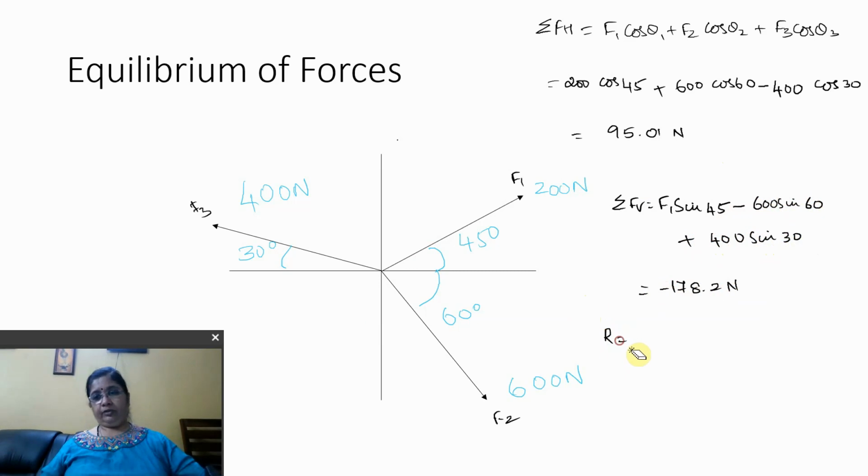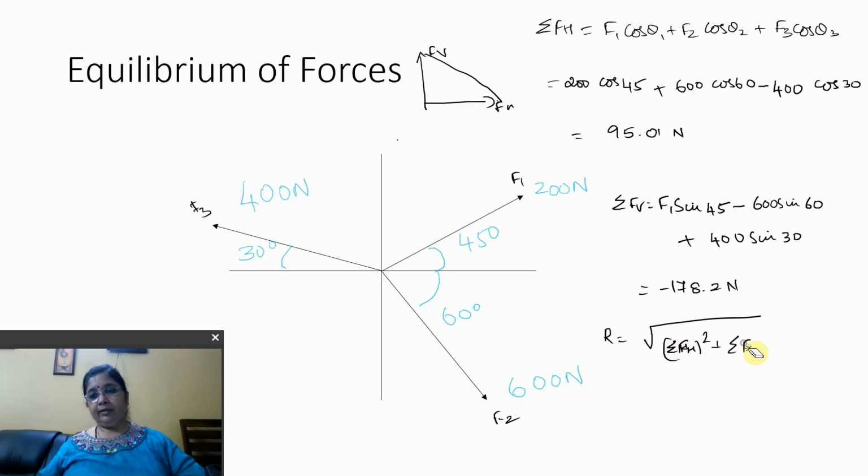So the resultant force is a triangular law, right? So I have found out FH. I have found out FV. So this will give me my resultant, right? Resultant R. Resultant is given by the square root of sigma FH square plus sigma FV square. So what is the value I get? The value I get is 201.95 newtons. You can work it.